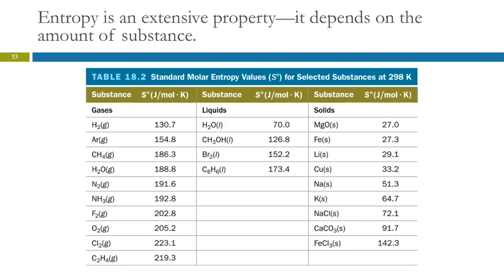So a molar entropy is the amount of entropy for 1 mole. Here's a table from chapter 18 showing standard molar entropies for various gases, liquids, and solids. The units are joules per mole Kelvin because we're not talking about a difference here. We're talking about the entropy of this substance, and it depends on how much you have.